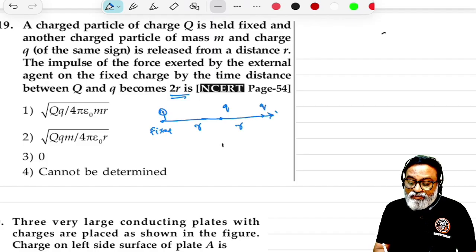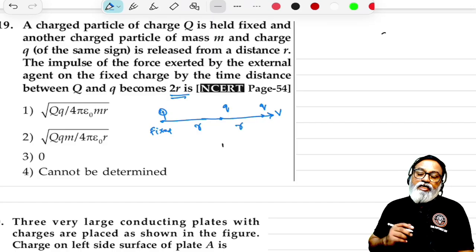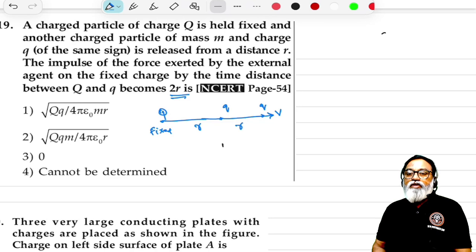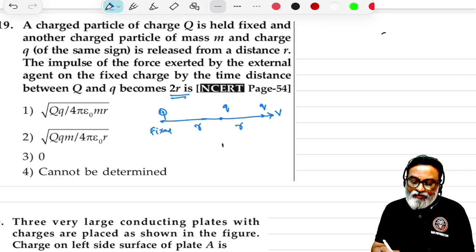At this point its velocity is v. Impulse means change in momentum. Initially it is at rest, therefore initial momentum is 0. Therefore impulse is equal to final momentum minus initial momentum, so impulse is equal to m into v. We have to find out v.